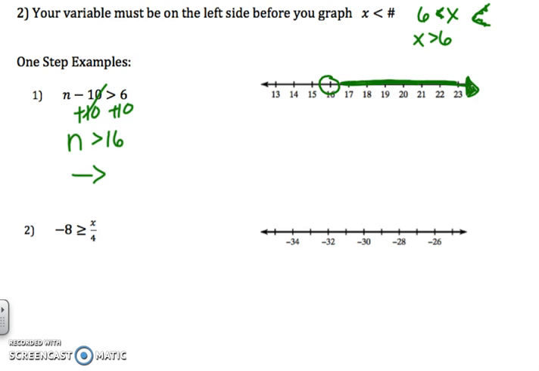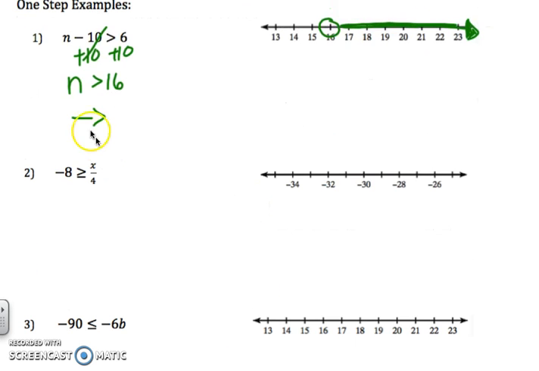So what that means is 16 does not satisfy this inequality because it's open, but 16.1 does, and then everything to the right of it. So 100 would be an answer, 50 would be an answer, just not anything less than a 16. Okay? Alright, on number 2, I noticed something's different.